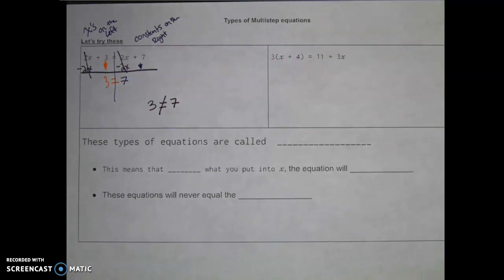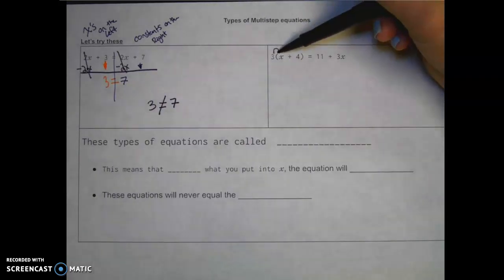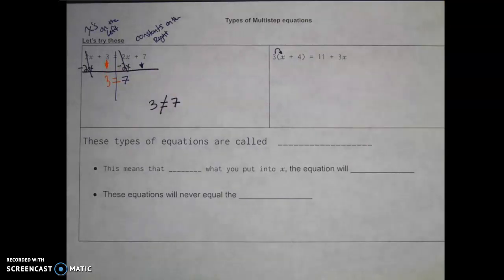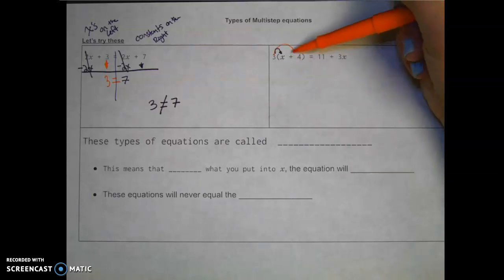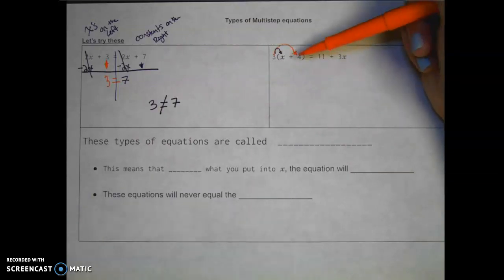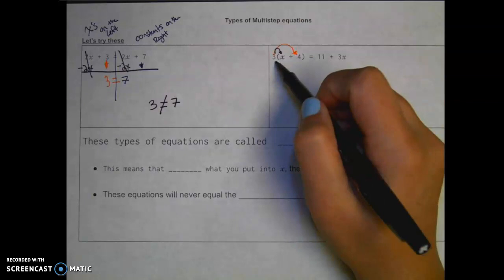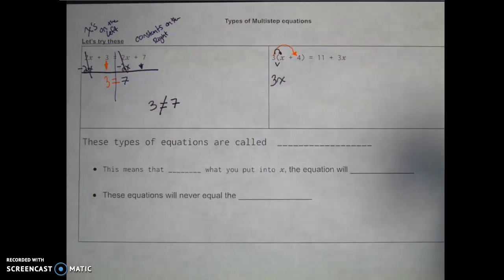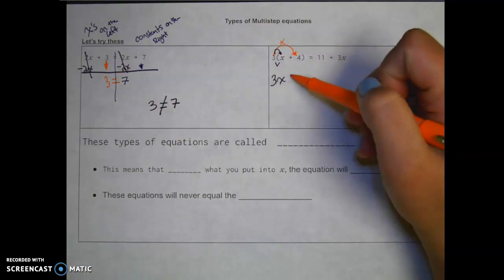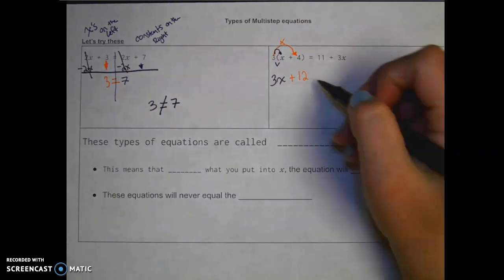All right, for the second one, we have to distribute, meaning I'm going to take this 3 and multiply by this x, and since whatever's in the parentheses, I need to take that 3 and multiply by it. It doesn't matter how many numbers, what matters is that you multiply the 3 to both the x and the 4. So 3 times x is going to give me 3x. 3 times a 4 is going to give me a positive 12, because they are both positive numbers.